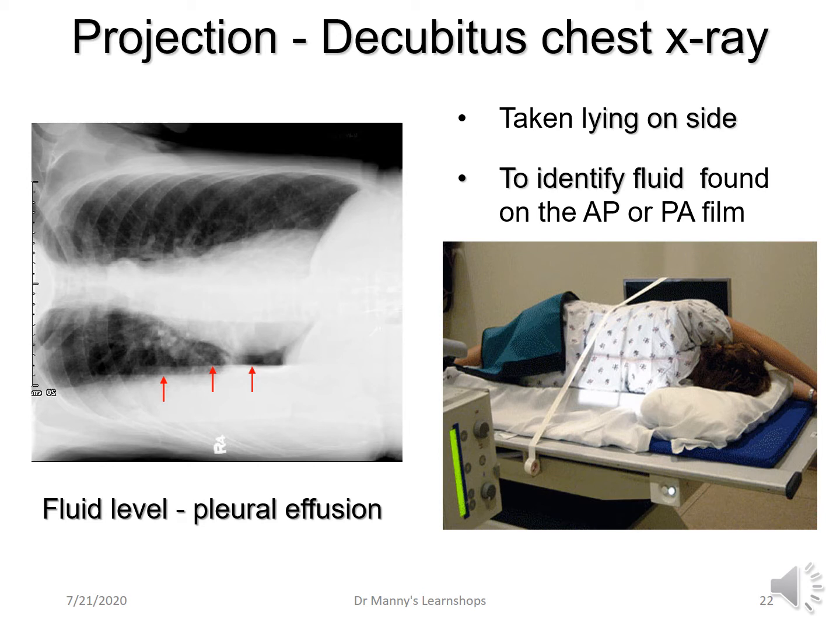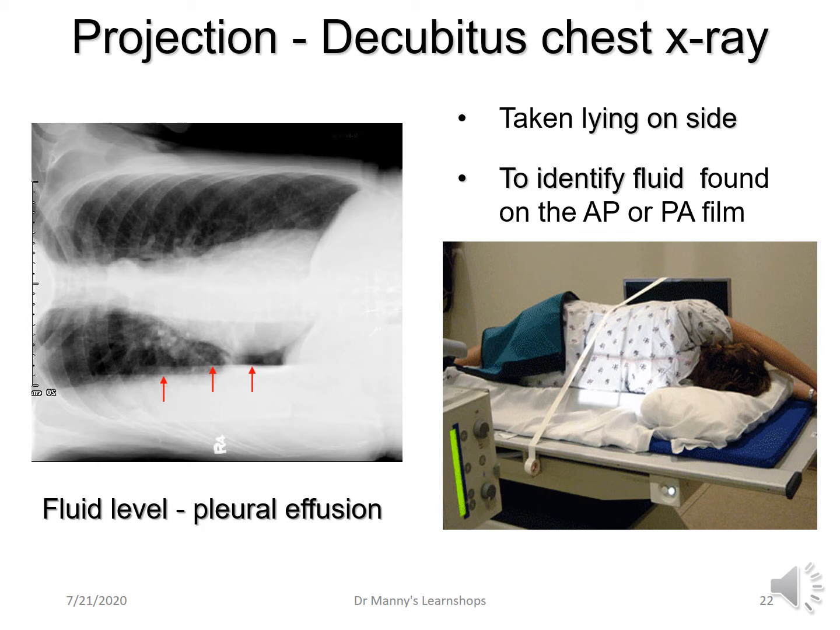You can see the red arrows highlighting whiteness. Whiteness, remember, is fluid or tissue or bone. This one is very, very white. It's very radio opaque, and this indicates that the patient now has a fluid level in their right lung or on their right side or on their right pleura.